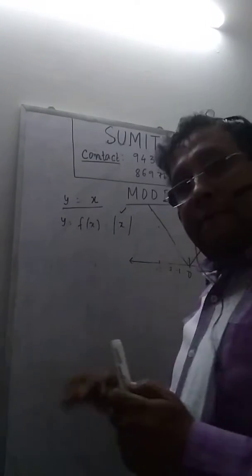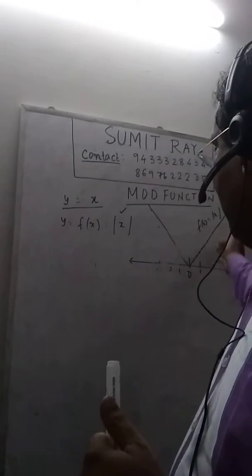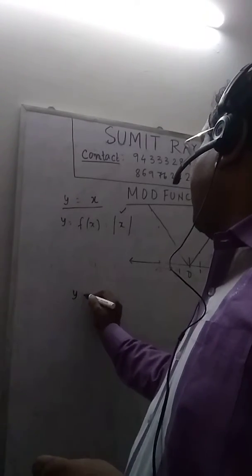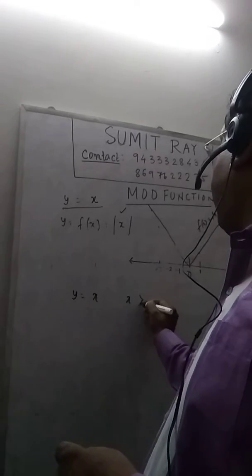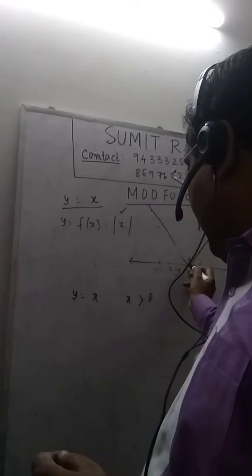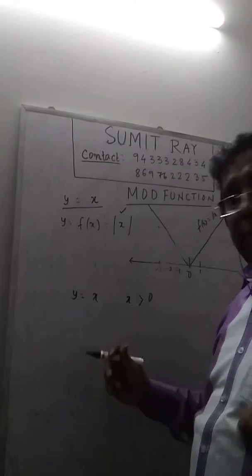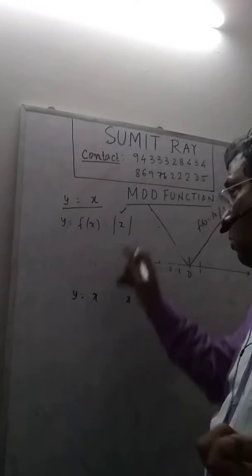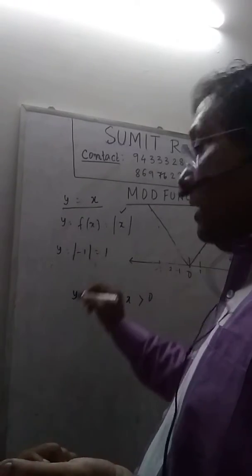For example, here as we saw, for any positive value of x, the y value is always positive. So we can say that y is equal to x for these cases when x is greater than 0. Now, if x takes negative values, minus 1, minus 2, minus 3, minus 1.5, the corresponding values of y are also positive because of the mod function. Say y is equal to mod minus 1 is equal to 1.